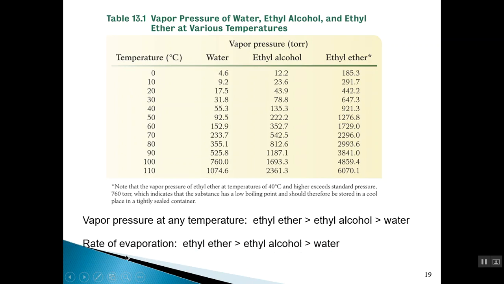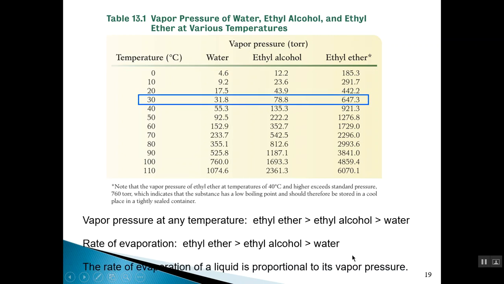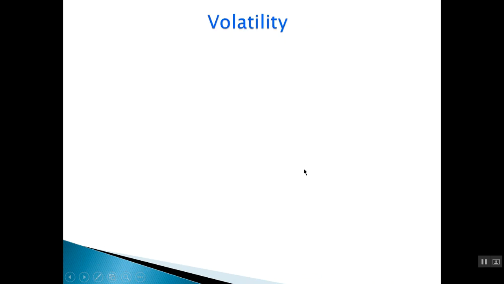As a result of that, the rate of evaporation will follow the same order, right? In other words, ethyl ether will evaporate at a faster rate compared to ethyl alcohol, which in turn will evaporate faster than water. Okay, so that's basically the comparison of vapor pressures of these three different liquids.